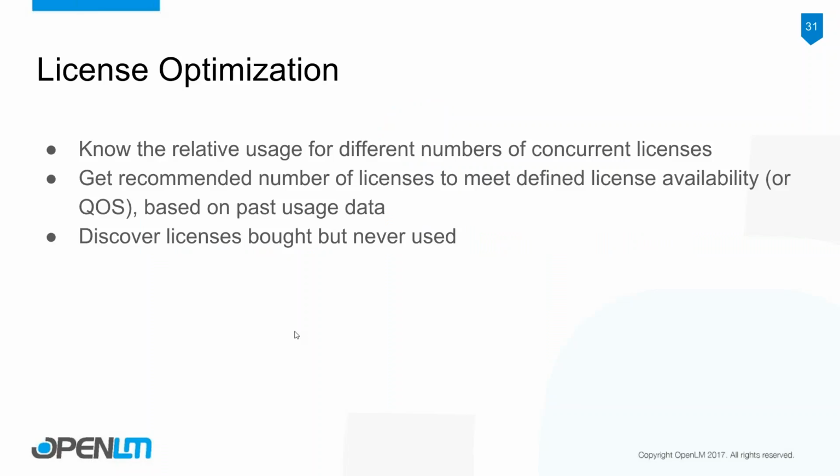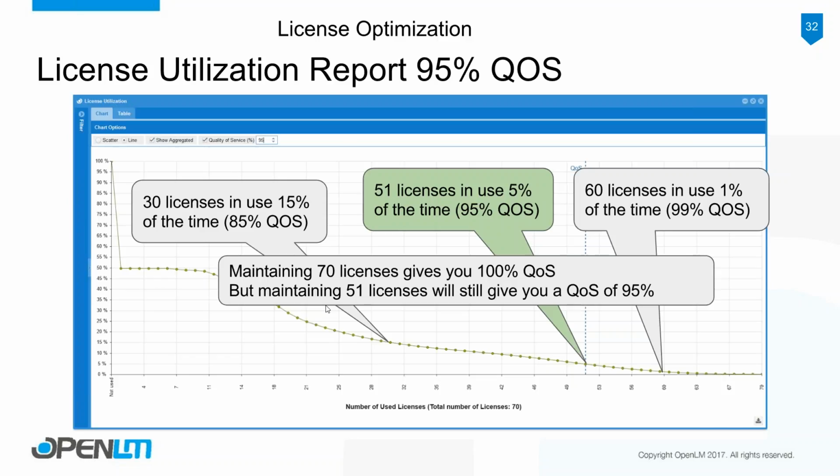There are also dedicated reports that hit the optimization nail right on the head. They'll tell you the usage you can expect from owning different numbers of licenses. So you can know the recommended number of licenses for a defined quality of service, and then you'll be able to get the quantity of licenses that you actually need. Also, you'll be able to see which licenses you've bought but you never actually used.